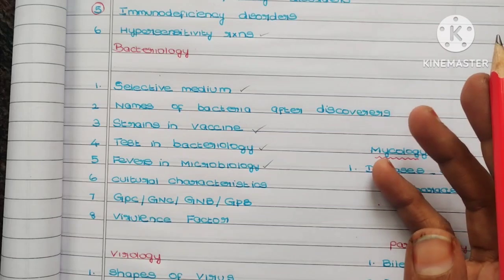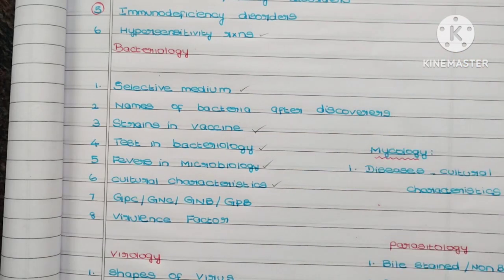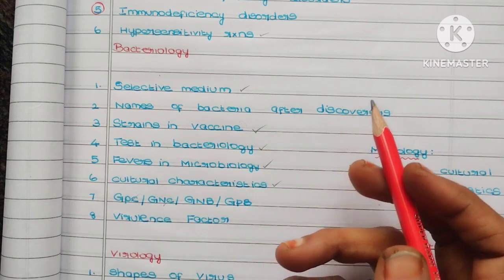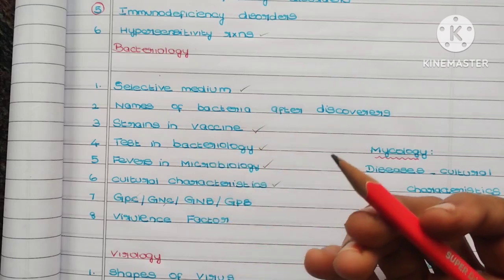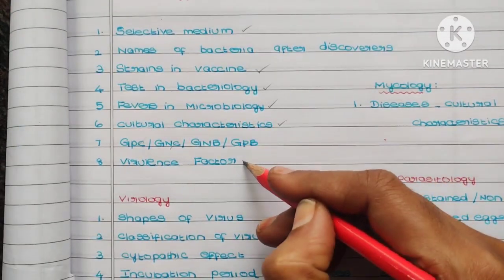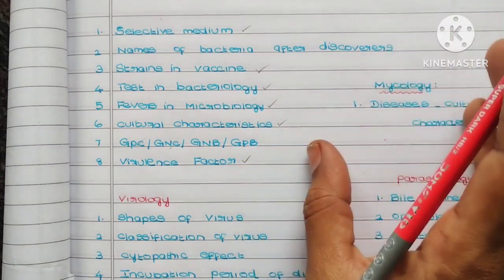Fevers in microbiology, again, is an important topic. And cultural characteristics are nothing but, if you come across Staphylococcus aureus, it will produce a golden yellow pigment. If you come across Bordetella, it will produce a thumbprint appearance. Then you want to know which are gram-positive cocci, gram-negative cocci, gram-negative bacilli and gram-positive bacilli. Coming to the virulence factors, there are some important and specific virulence factors for all the organisms, so you want to go through that also.